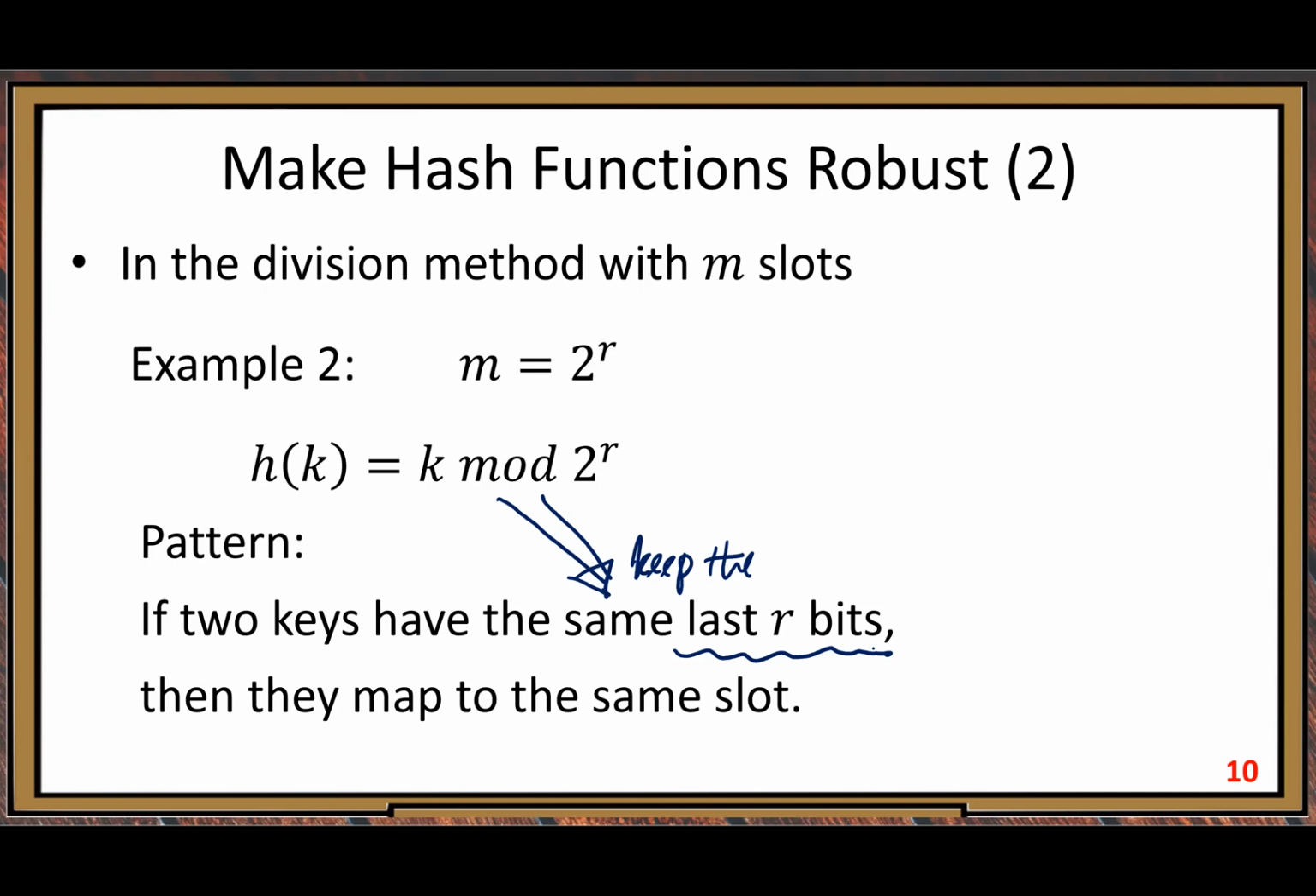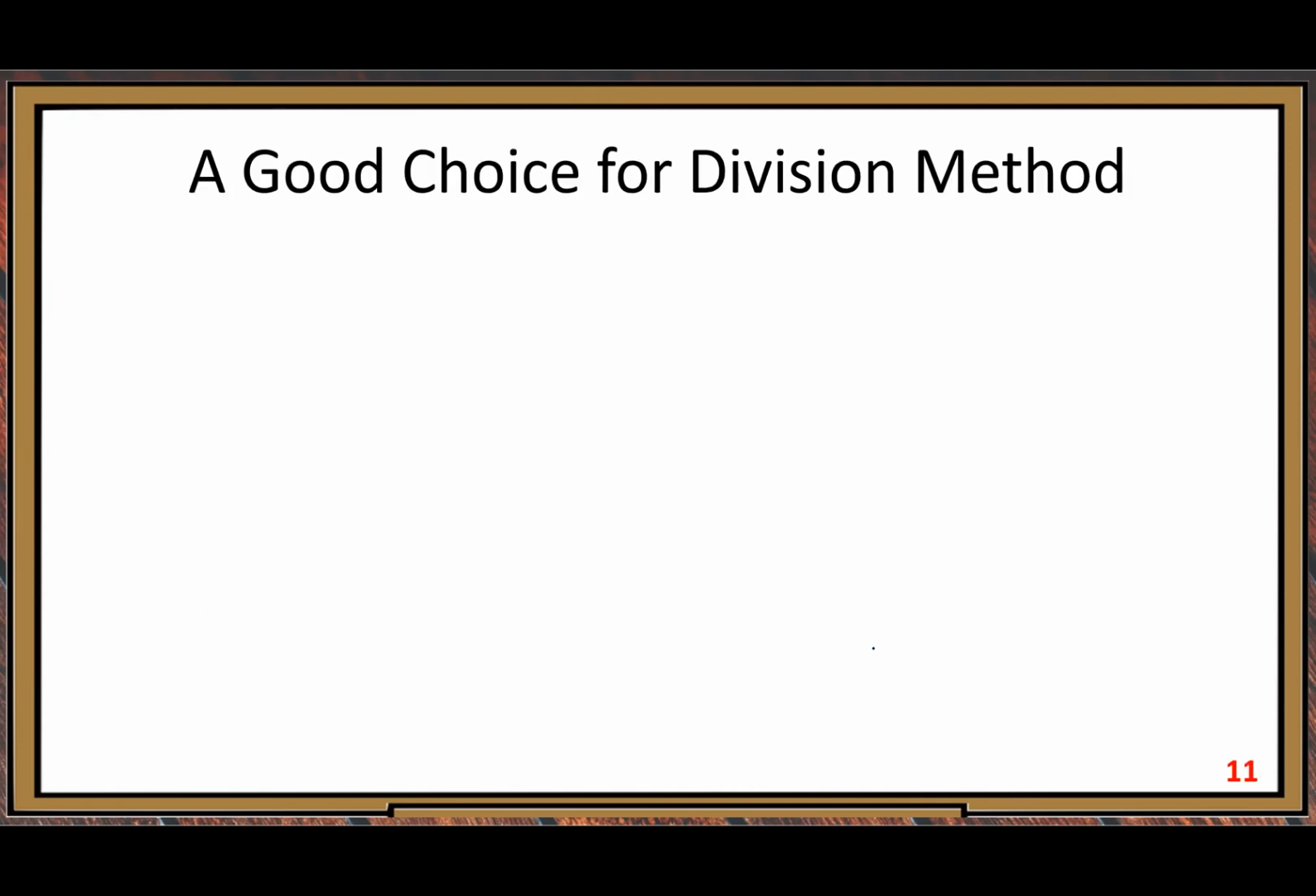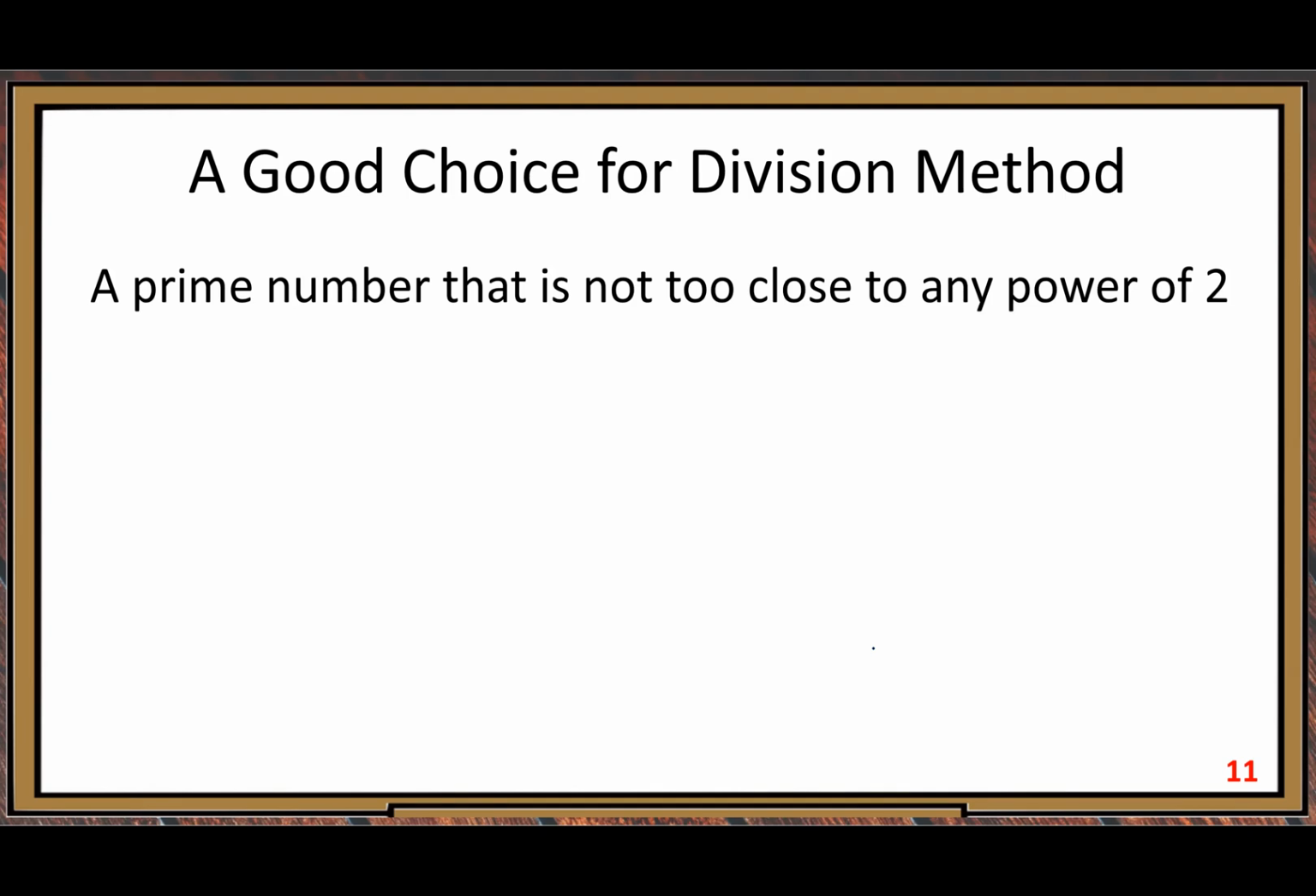All right. So the question: what is a good choice for the division method? When we design our division method, we want to avoid what we've found from those two examples. A prime number that is not too close to any power of 2. Here, we want to fix the problems from those two examples. The method to fix it: we use a prime number for M, the number of slots.